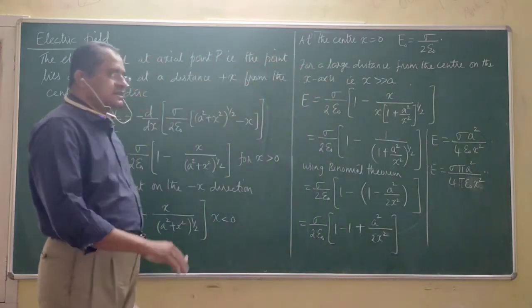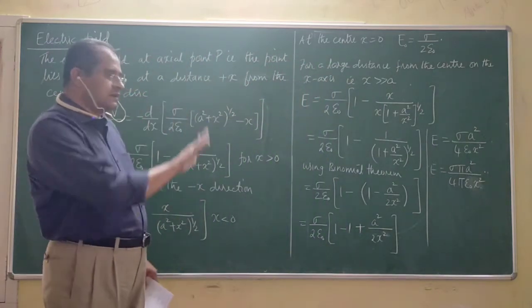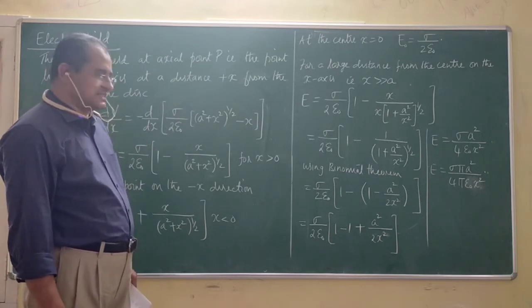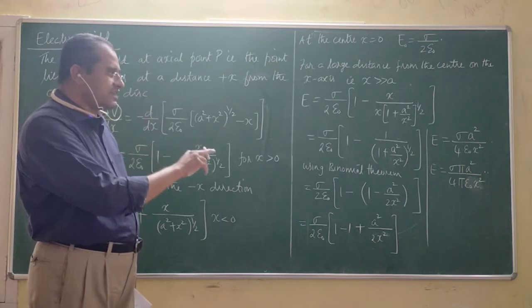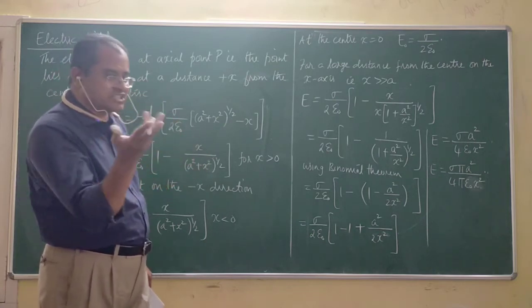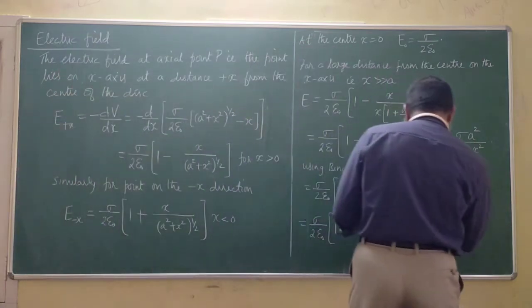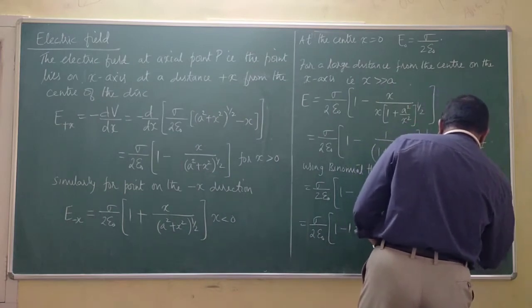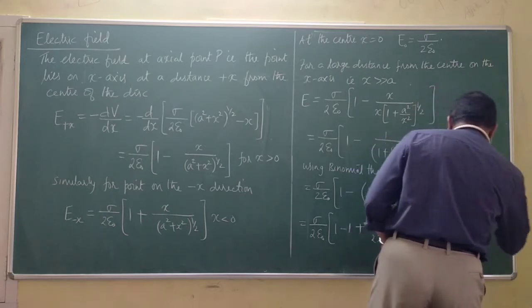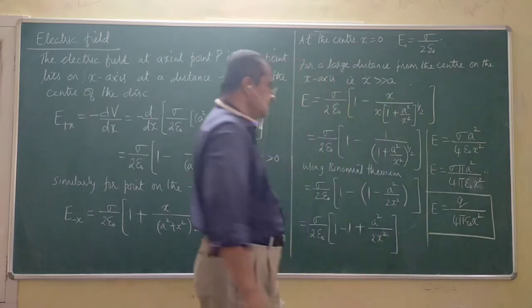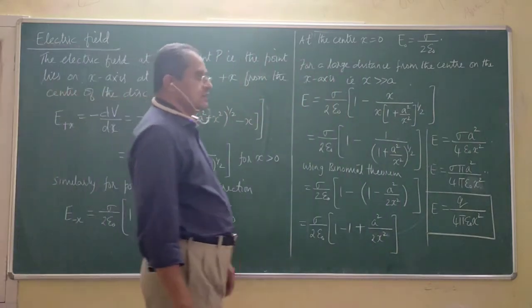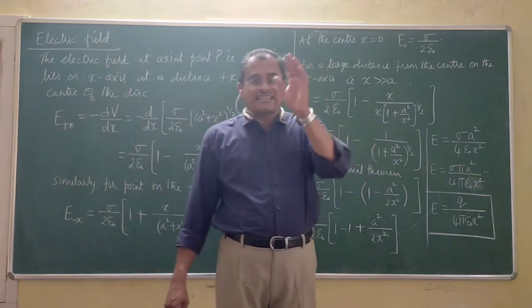Now pi a squared is the area. Sigma is the surface charge density. Therefore, surface charge density into area will give me charge. Therefore, this expression can now be written as q by 4 pi epsilon naught x squared. That is the expression for electric field due to a charged disk.